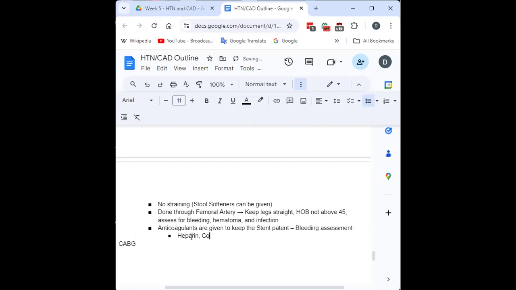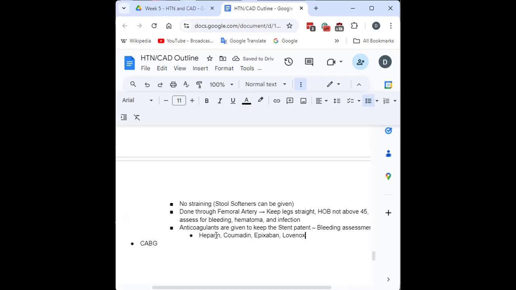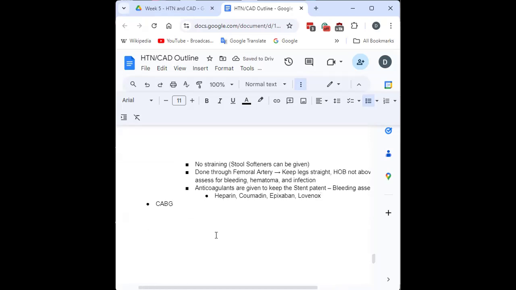So heparin, Coumadin, and then one that reminds me of Apixaban. Yes, Apixaban. And then Lovenox. Oh, big words.